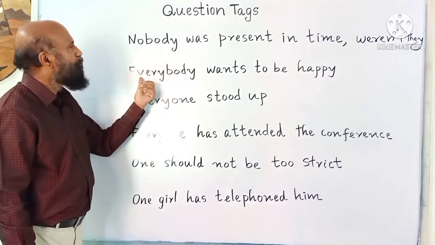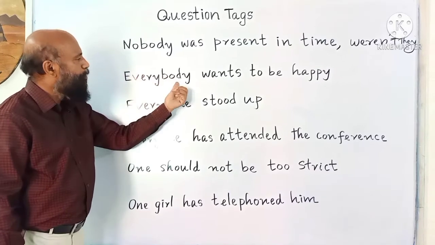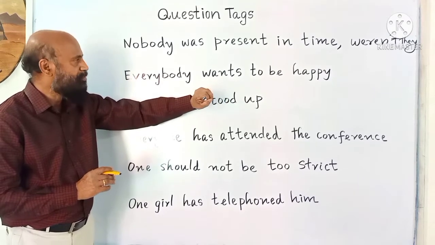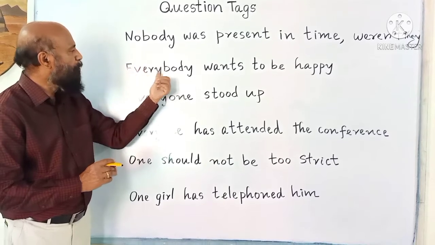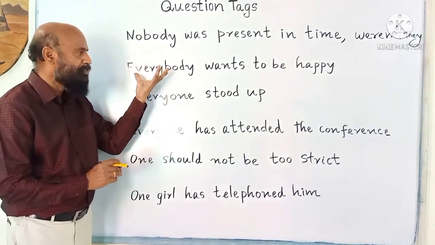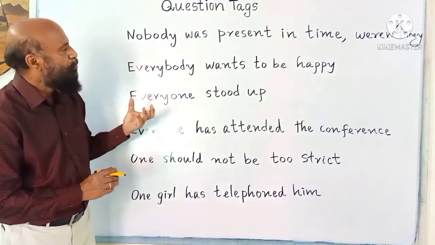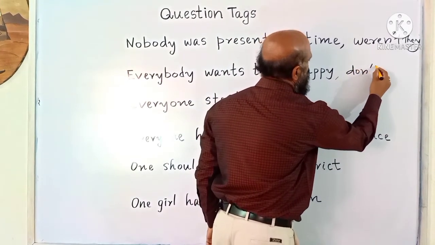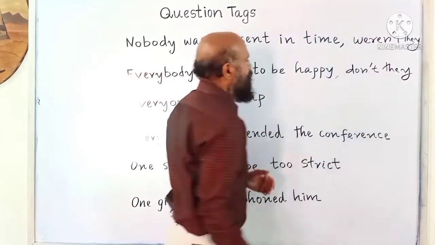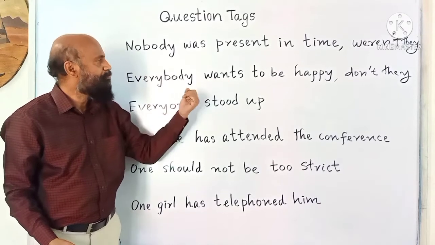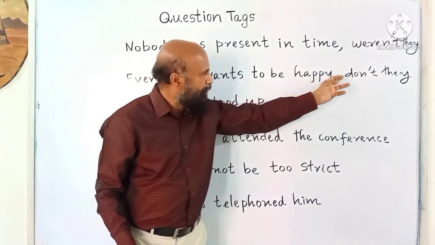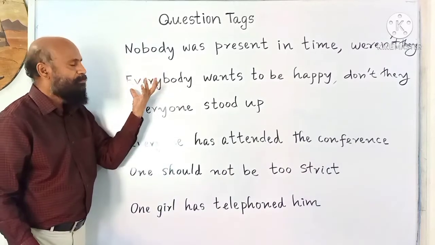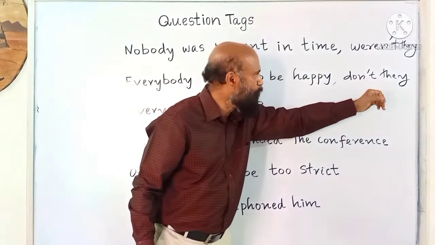Now, everybody wants to be happy. Present tense, then singular subject. But the pronoun to be used here also is they. So don't they. Here present tense, then positive. So a negative question tag, don't they, because the pronoun for everybody is they. So don't they.